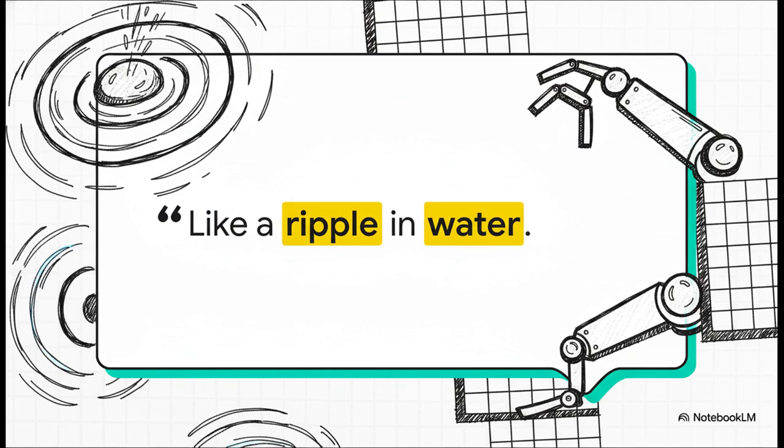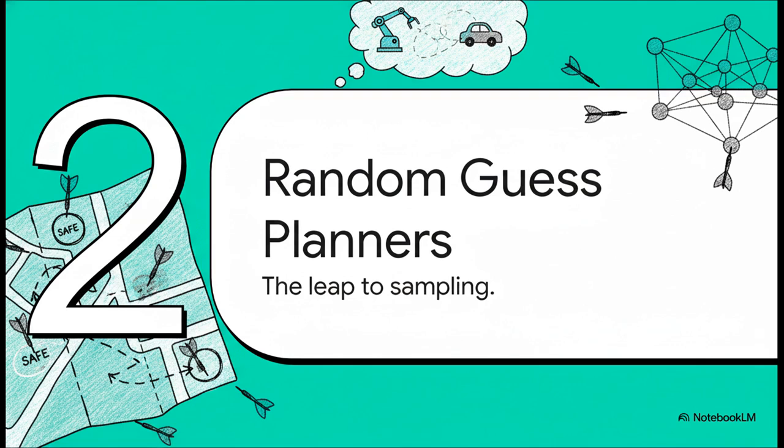The big problem, though? In a huge space, or with a complex robot arm, the number of squares to check becomes astronomically large. It just doesn't scale. So, to solve that massive scaling problem, researchers had this truly revolutionary idea. They thought, what if we just stop trying to check every single point? What if we just throw a bunch of random darts at the map and try to connect the ones that land in safe spots? And this, right here, was the dawn of sampling-based planning.